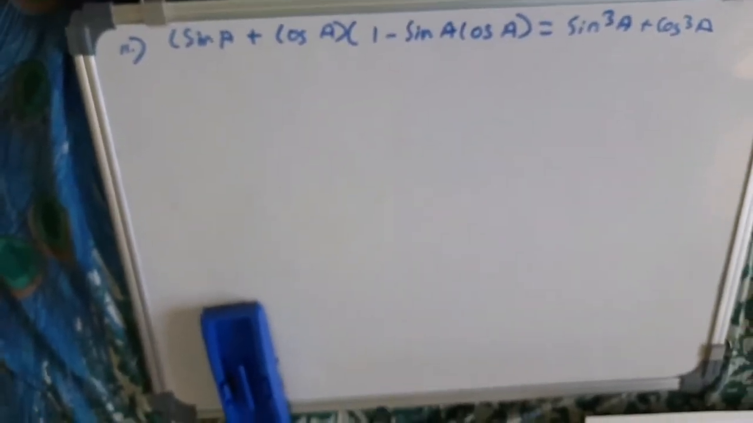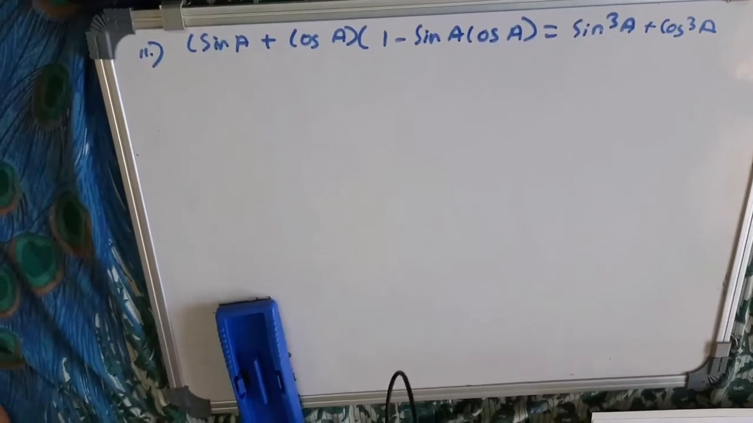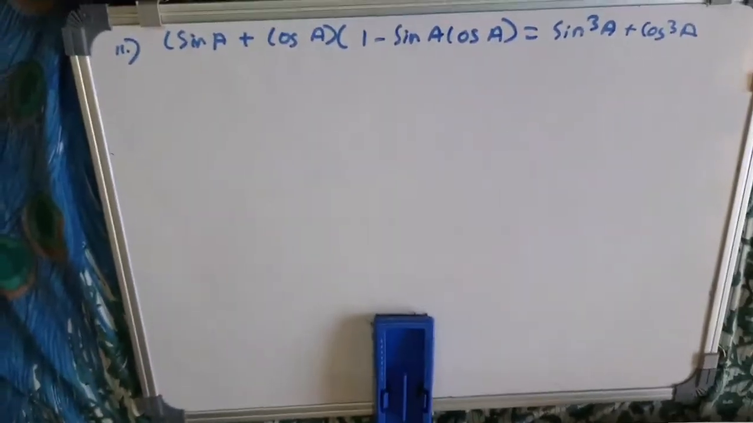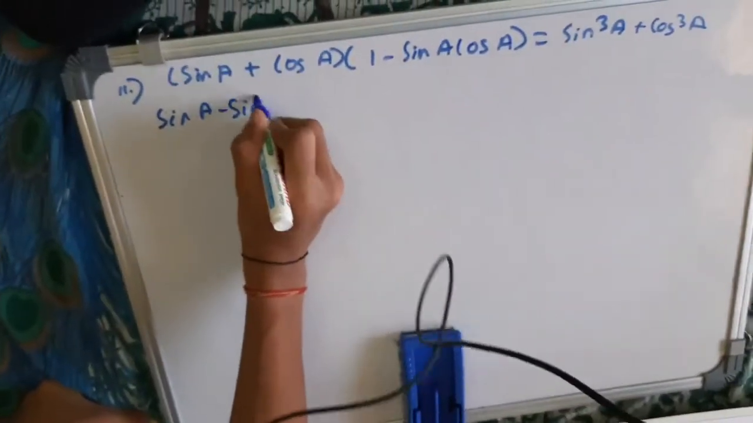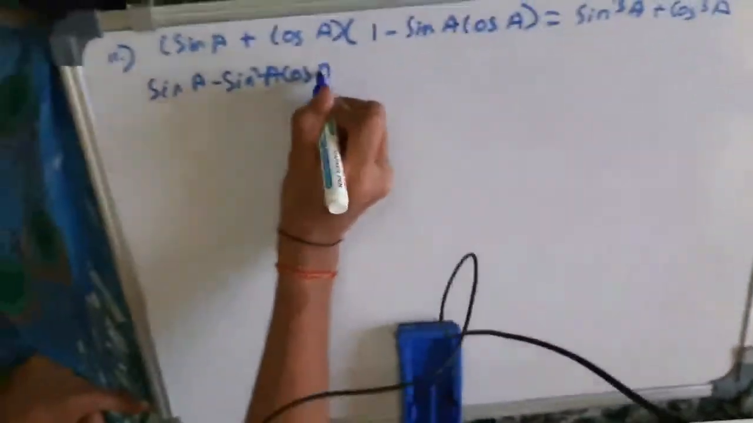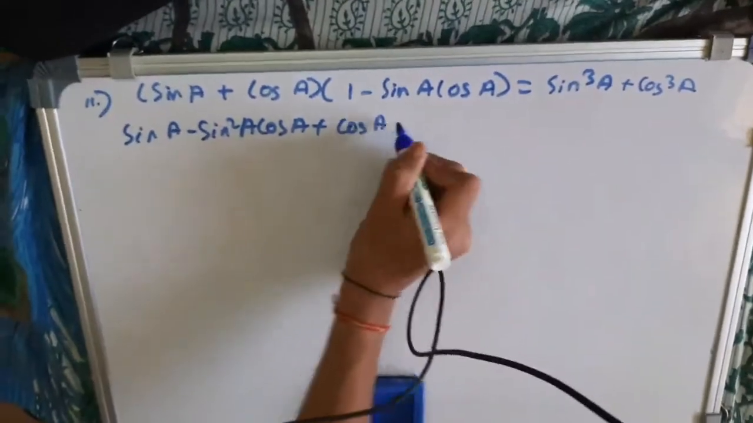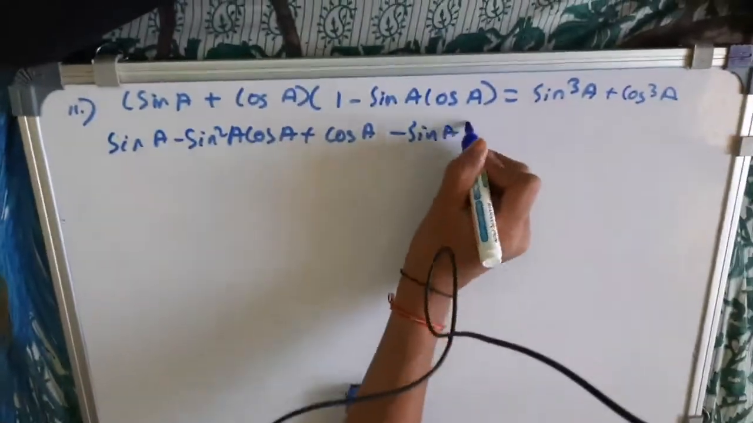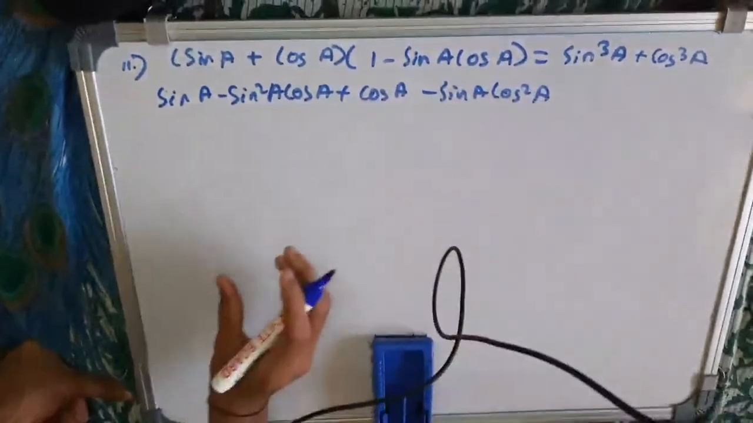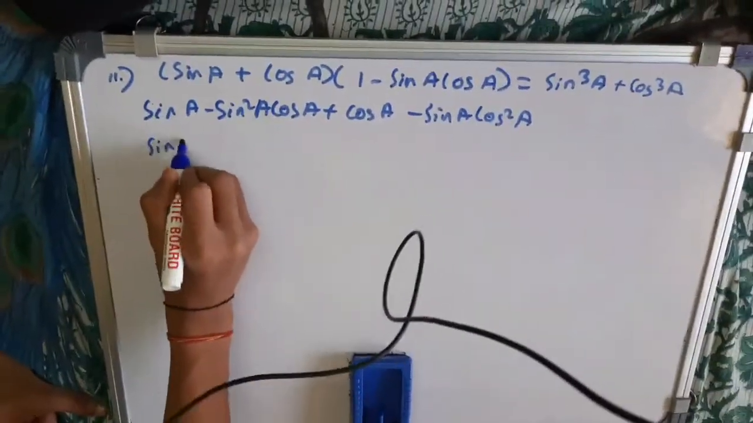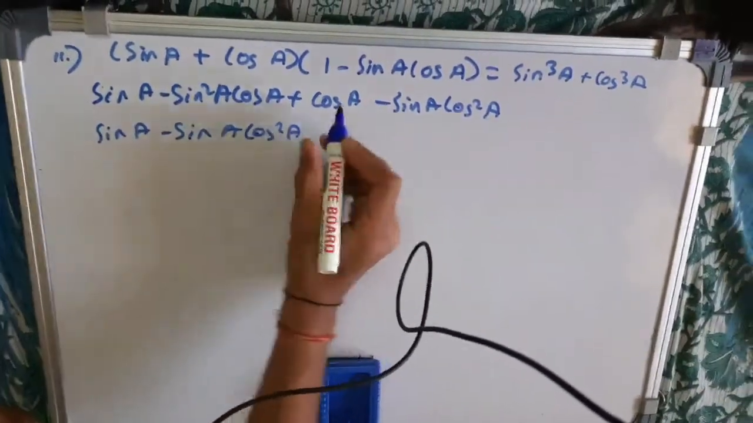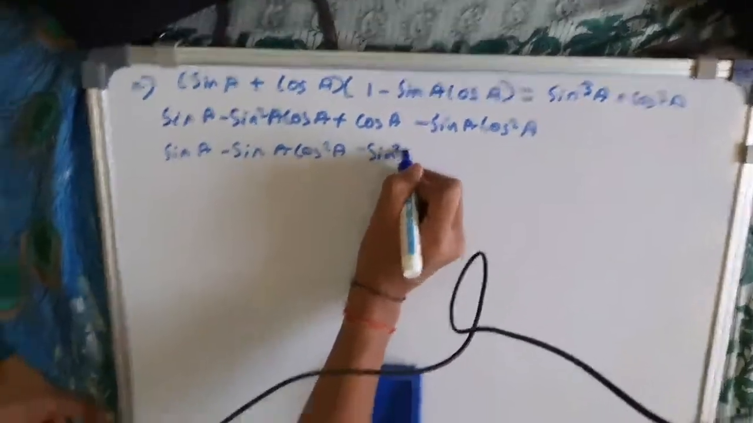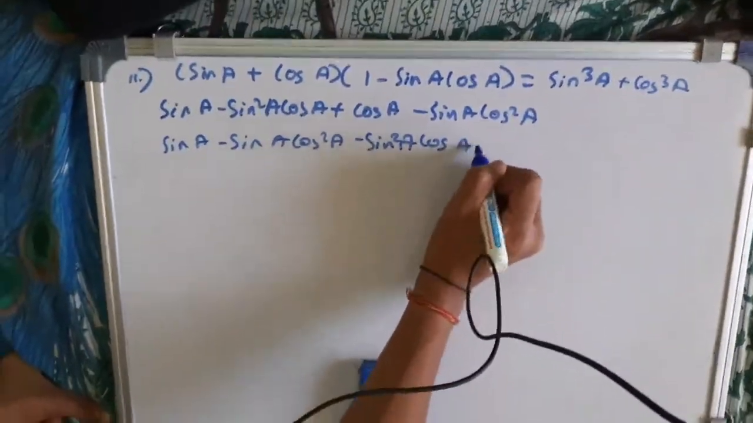Now we would move on to the next question, which is (sin a plus cos a)(1 minus sin a cos a) equals sin cube a plus cos cube a. So let's prove it. First we would expand the bracket: sin a minus sin square a cos a plus cos a minus sin a cos square a. Now let's arrange the terms: sin a minus sin a cos square a minus sin square a cos a plus cos a.